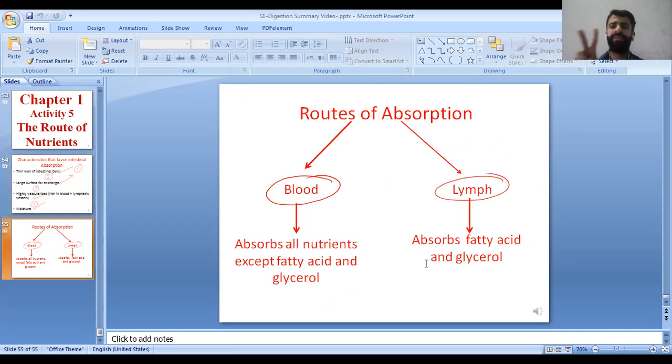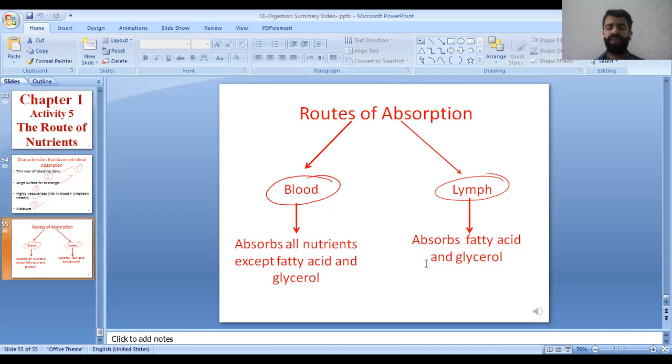Routes of absorption, we have two different routes. Either through the blood, where it absorbs all the nutrients except fatty acid and glycerol, whereas the lymph absorbs fatty acid and glycerol only. So blood is characterized by absorption of all the nutrients except for the fatty acid and glycerol, whereas the lymph absorbs only fatty acid and glycerol.